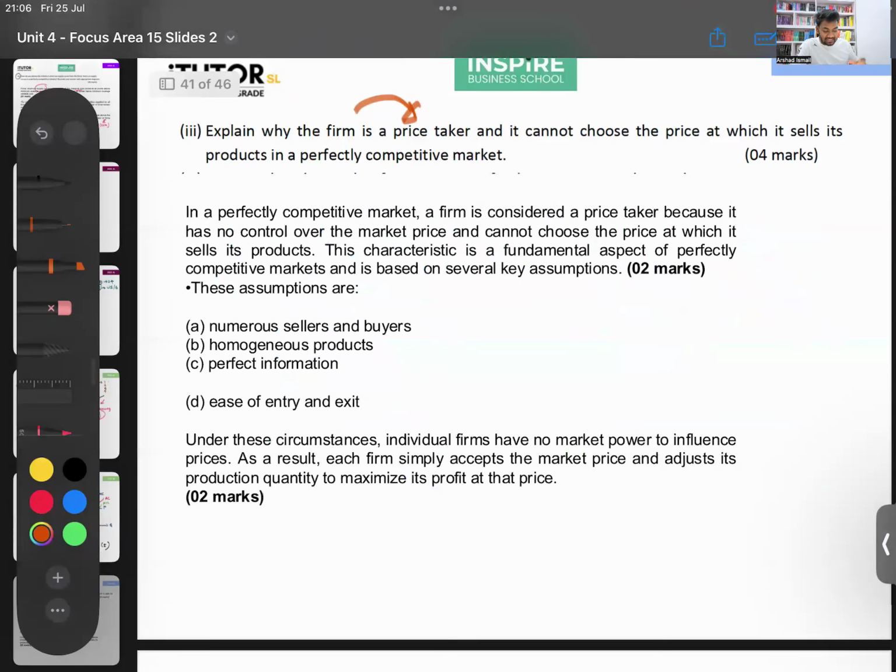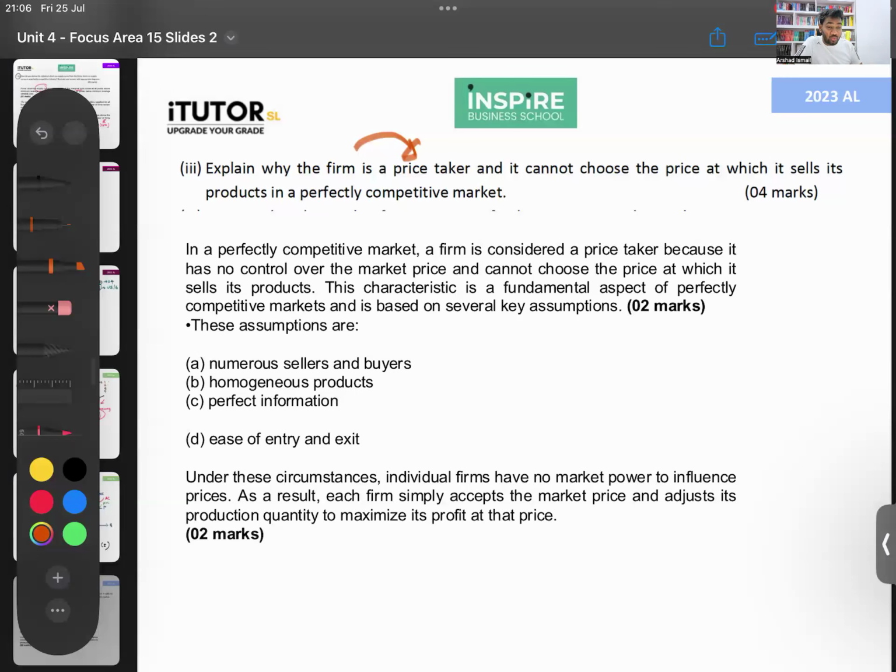So price taker means you can't control the price. You have to take whatever price is in the market. Why are you a price taker? For mainly these three reasons. In the marking scheme, they have given ease of entry, no barriers to entry and exit, also as a sub reason. But even the main three reasons, I feel, is more than enough.